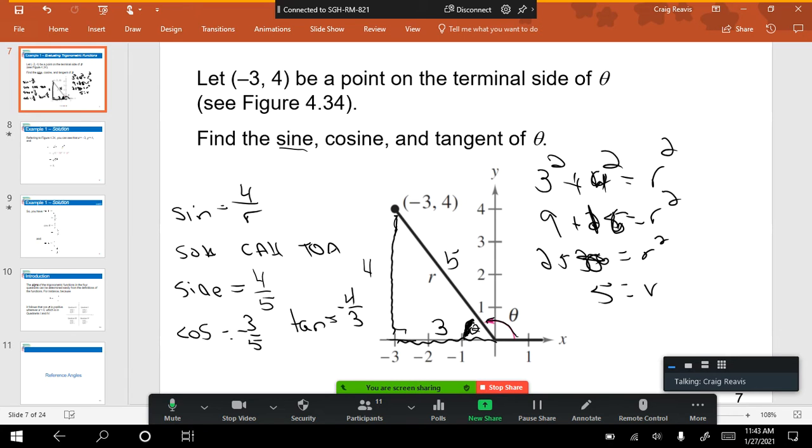So any questions right there? Okay. Let me look. Let me see if I can pull up WebAssign. I'll look at the assignments.